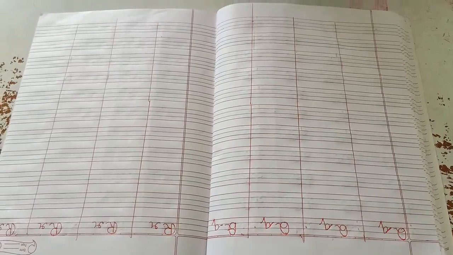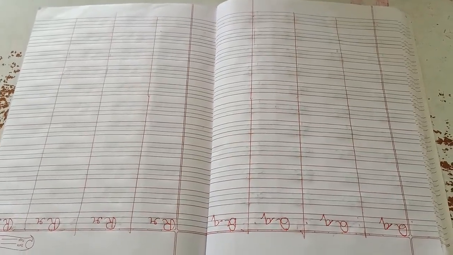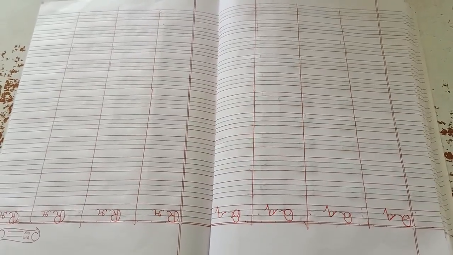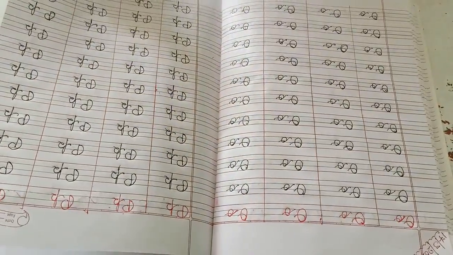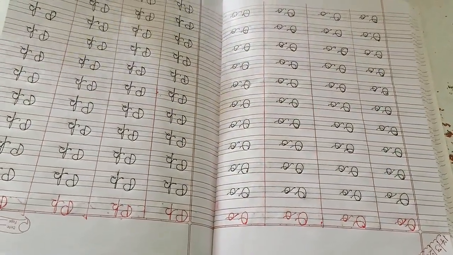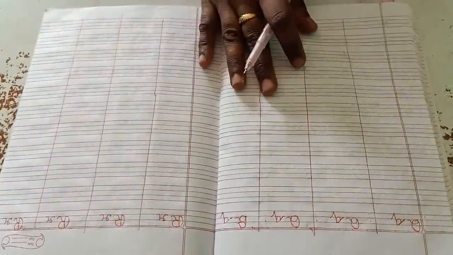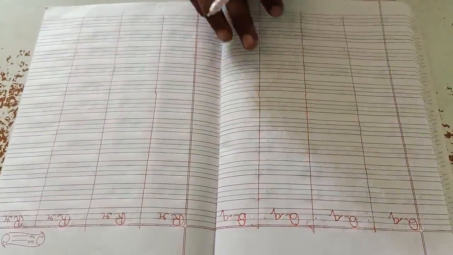In the previous class what had you learned, children? In the previous class you had learned some letters, means O and P. Okay, O and P. Now today we are going to learn about Q and R.